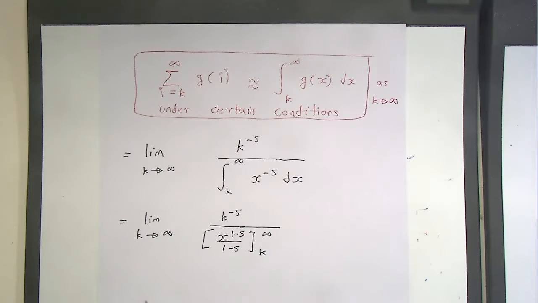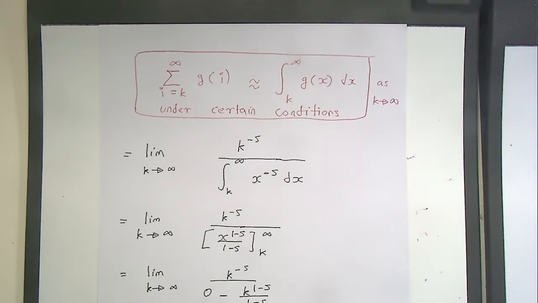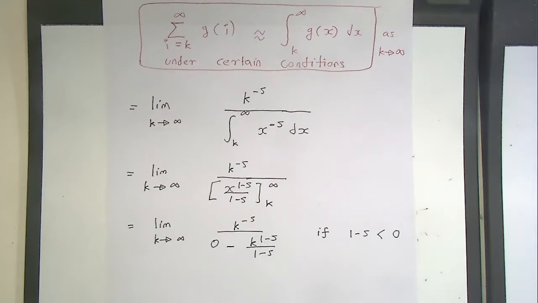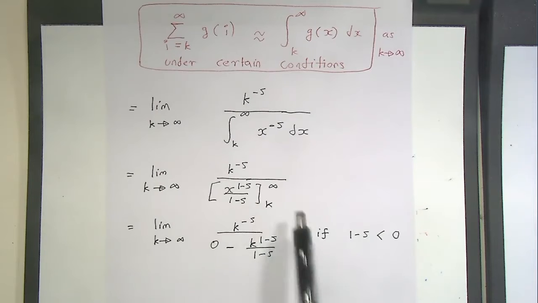Okay, now this would be the limit as k goes to infinity of k to the power of 1 minus s. At infinity it would be 0. At k it would be k^(1-s) divided by 1 minus s, provided 1 minus s is less than 0, right? If 1 minus s is less than 0, then the limit at infinity will be 0. The limit at k will be this, right?